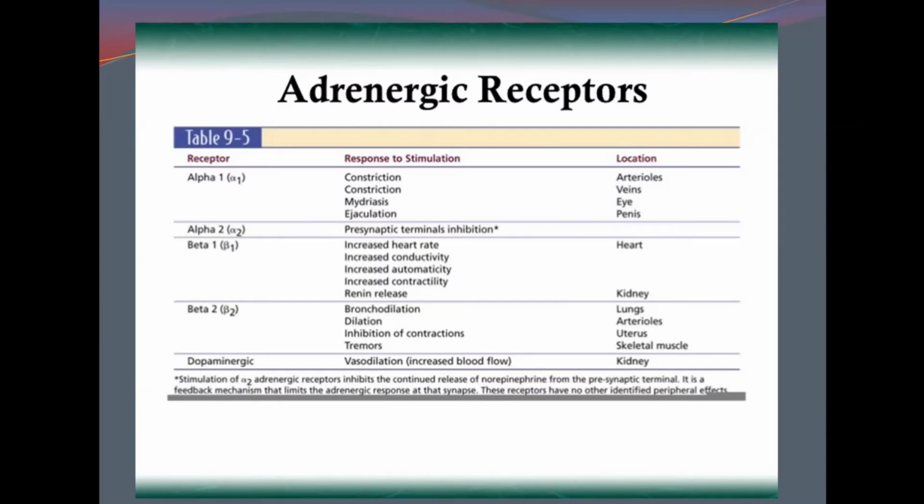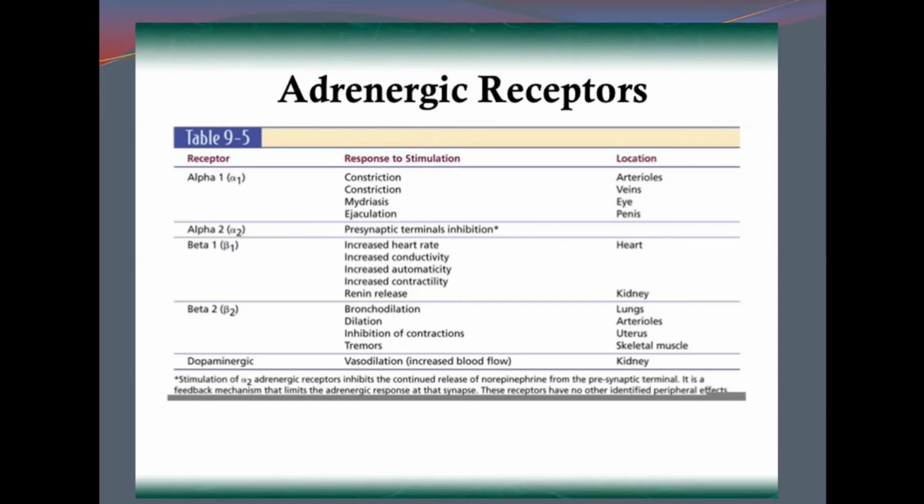The sympathetic nervous system shows activity by binding to different types of receptors. These receptors are broadly classified into alpha receptors, beta receptors, and dopaminergic receptors. The alpha receptors are subdivided into alpha 1 and alpha 2. The alpha 1 shows action on arterioles and veins and causes constriction, while on eyes, these receptors cause mydriasis, while on penis, these type of receptors cause ejaculation.